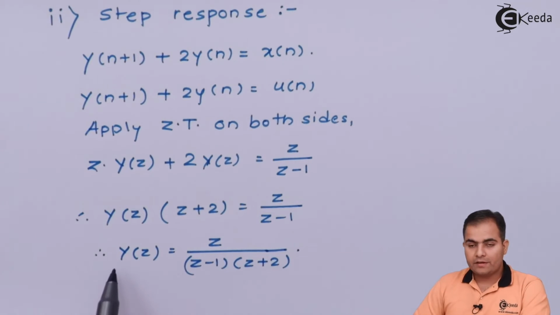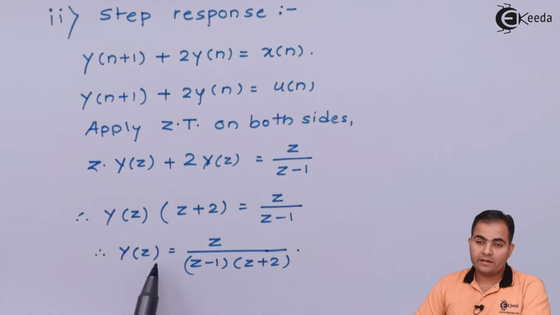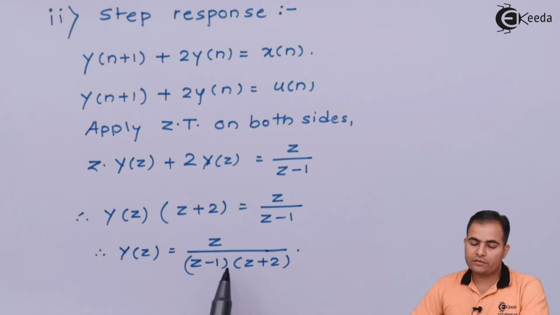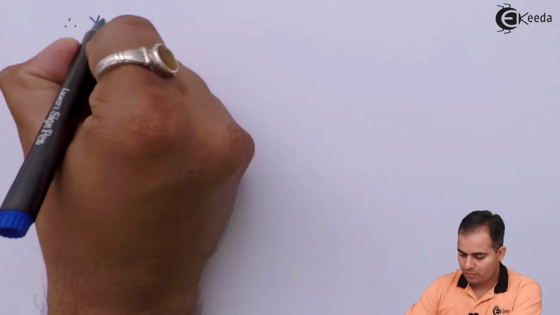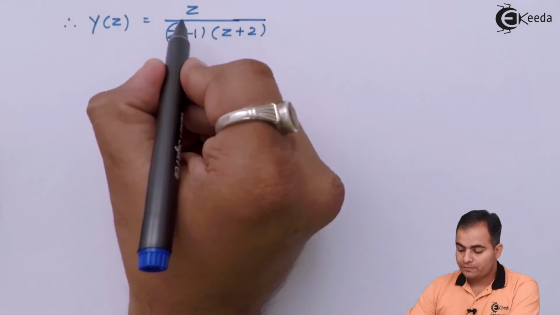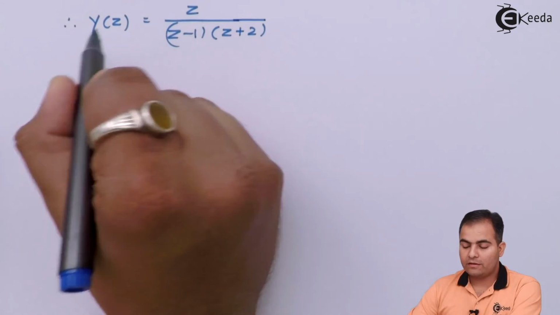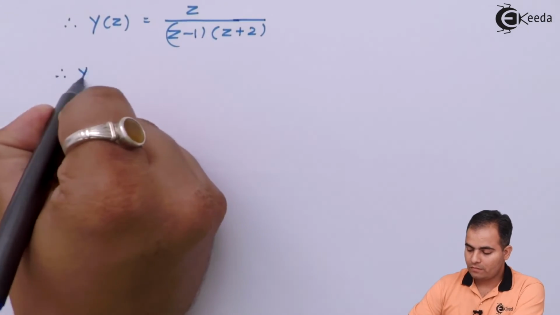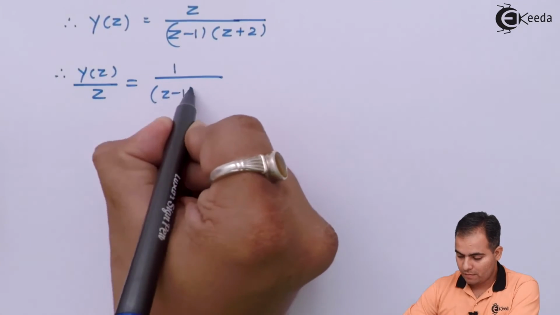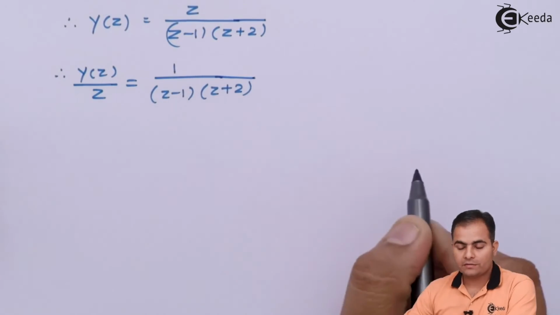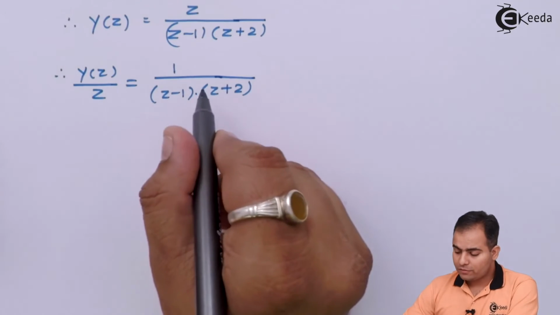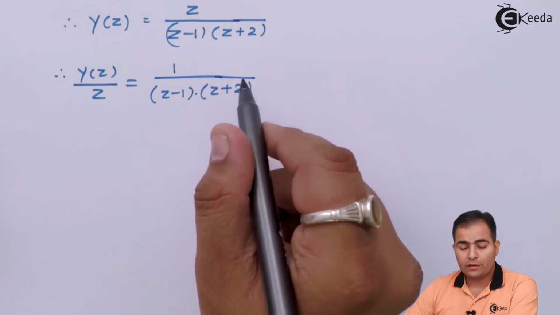Now we can get the step response by applying inverse z transform on this equation, but first of all we will use the partial fraction method. First of all, I'll shift this z on the left hand side. So what we'll get is 1 upon (z minus 1) and (z plus 2). Now we are going to find the inverse z transform of Y(z) by using partial fractions.